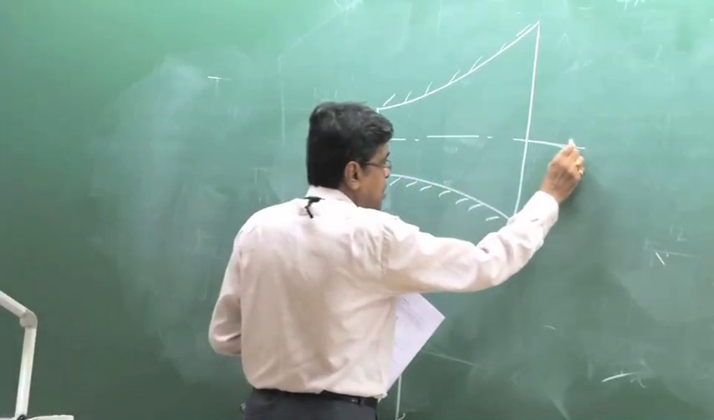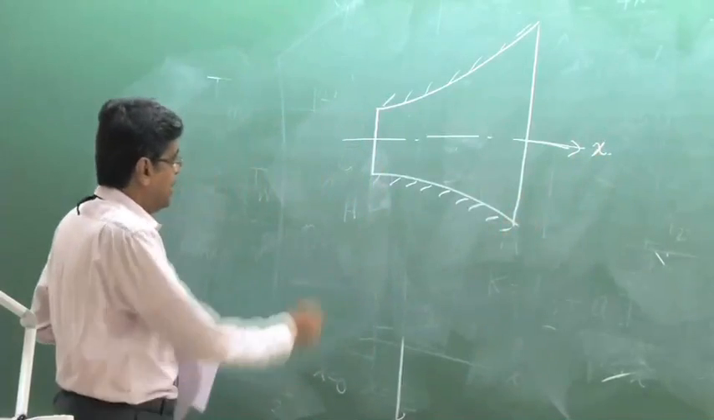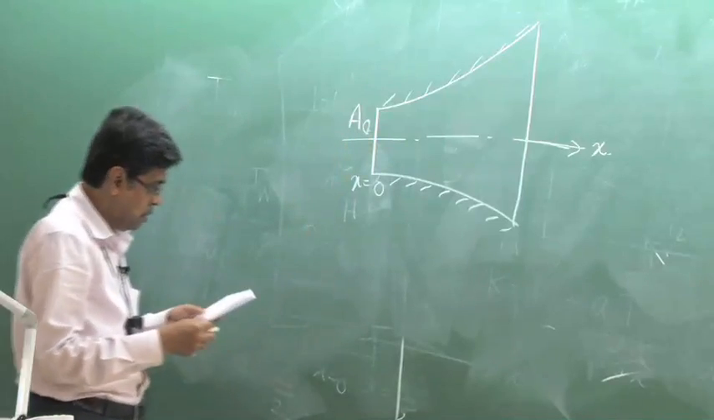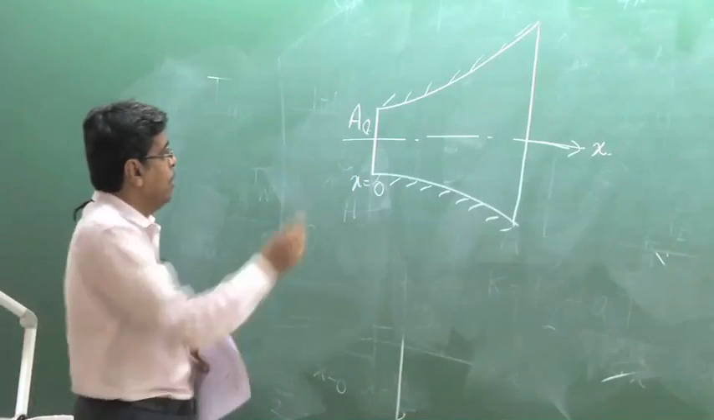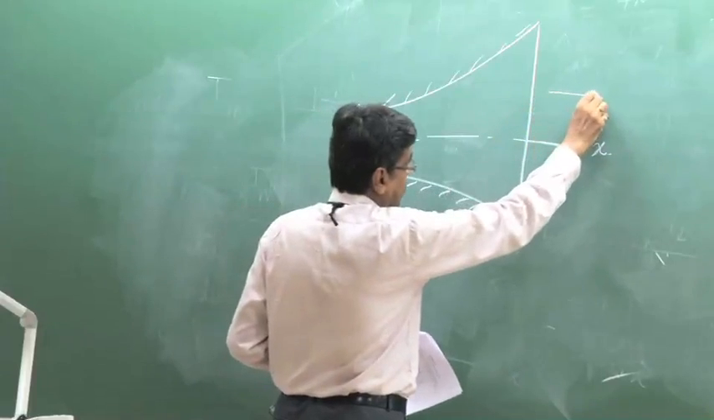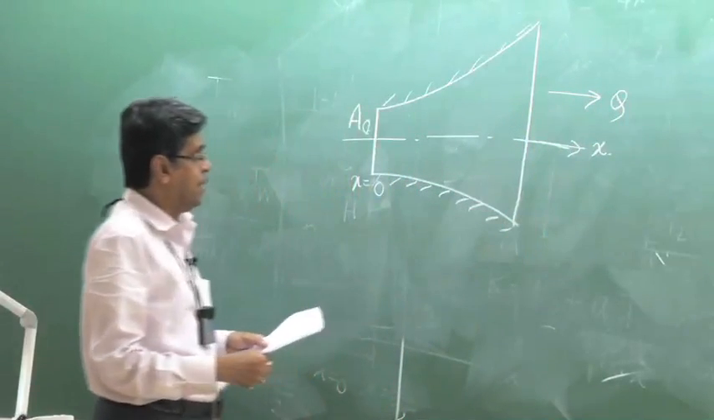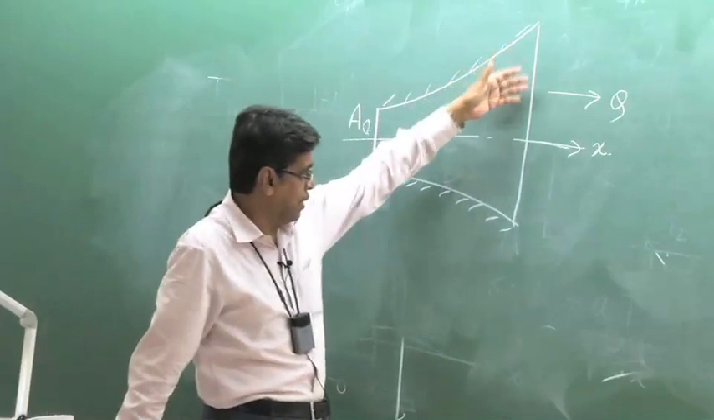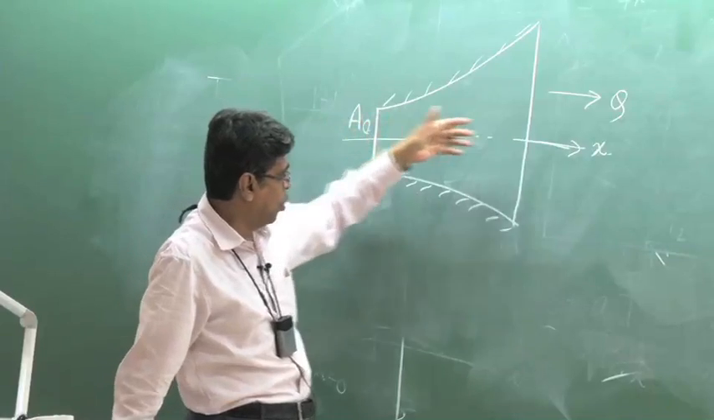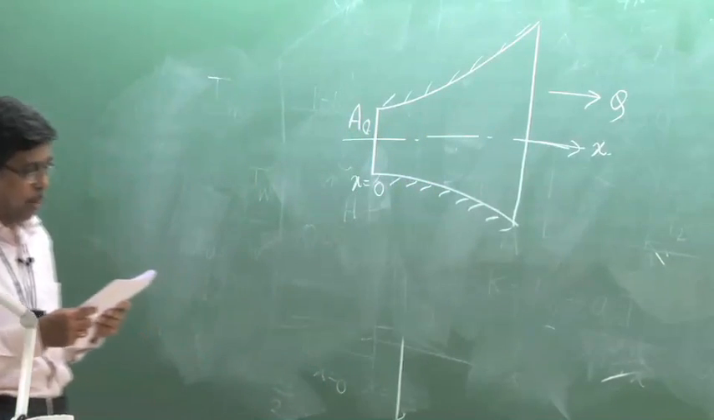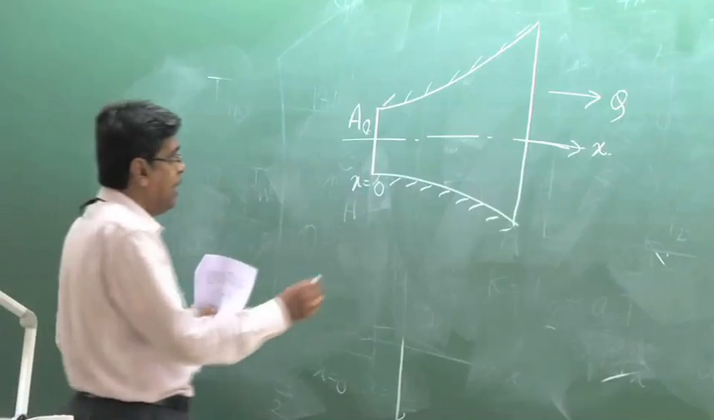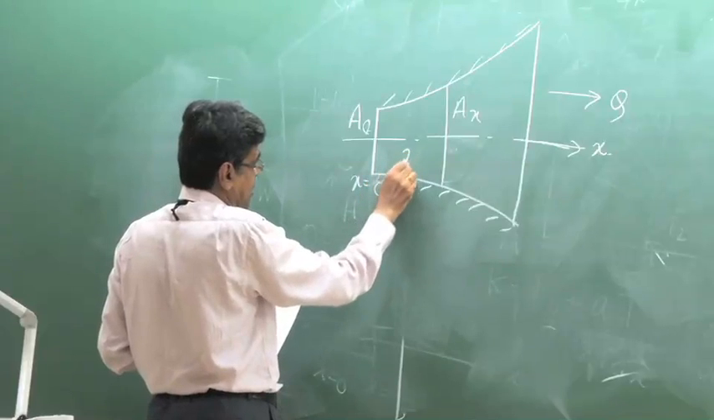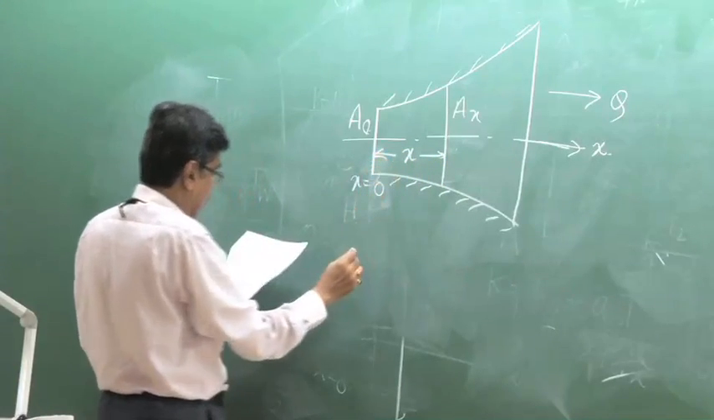Now x is equal to 0 and the area is A0. Heat is flowing in this direction because of the temperature difference. Some constant temperature is maintained at this face and some constant temperature at this face. Temperature at this face is more than this face, which is not prescribed in the problem. What is prescribed in the problem is that the area A(x) at a distance x is a function of x.